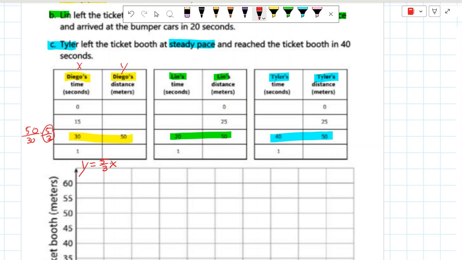And now we just use this to fill in the rest. We'll multiply 0 by 5/3. And of course it's going to be 0. Notice that's 0, 0, and that is the origin. We'll multiply 15 by 5/3. We'll do some cross cancellation here. 1 times 5 and 5 times 5, that's going to be 25. And then we'll multiply 1 by 5/3 and get 5/3.